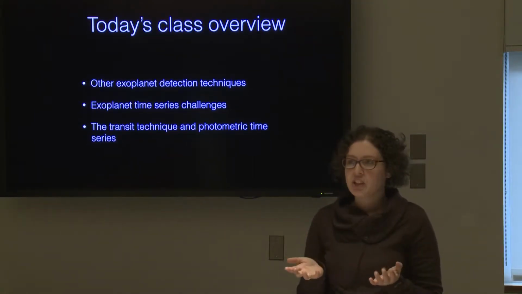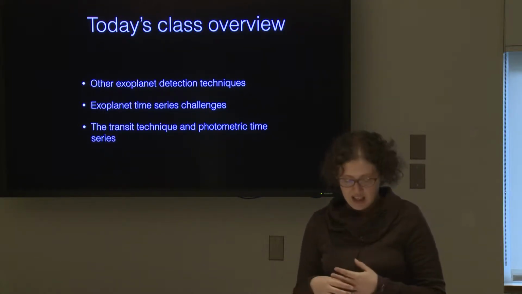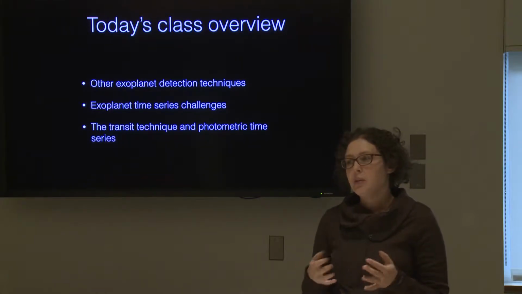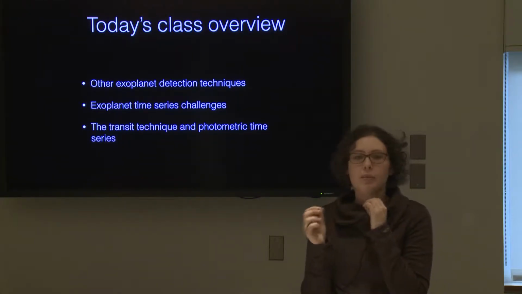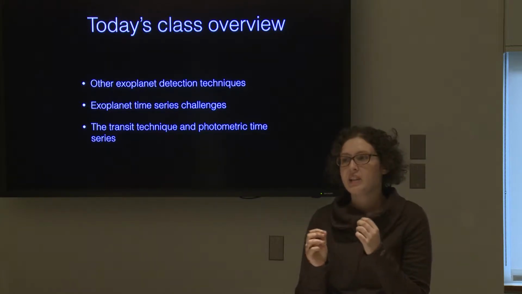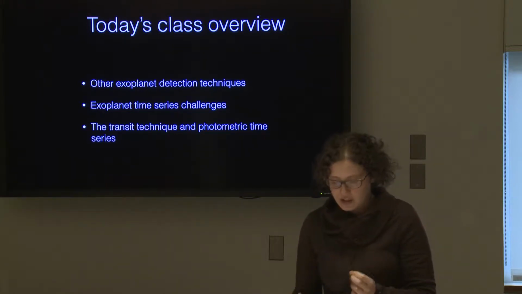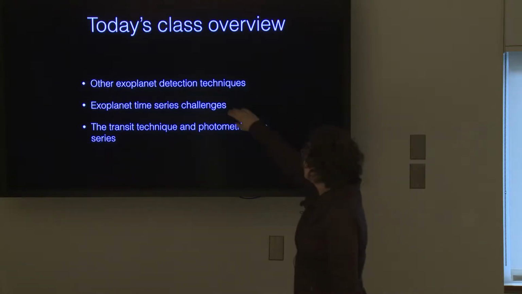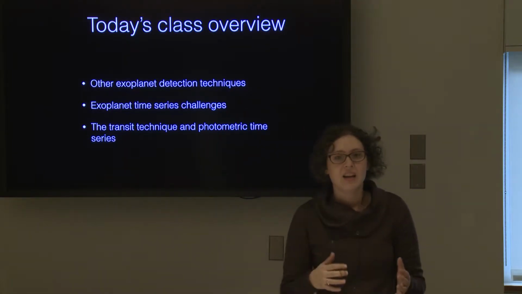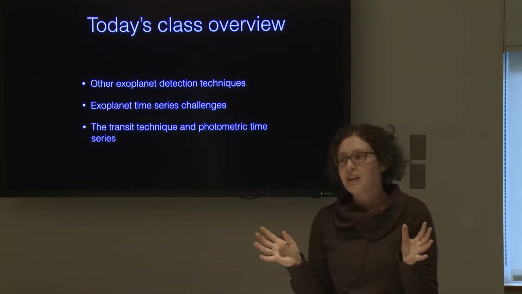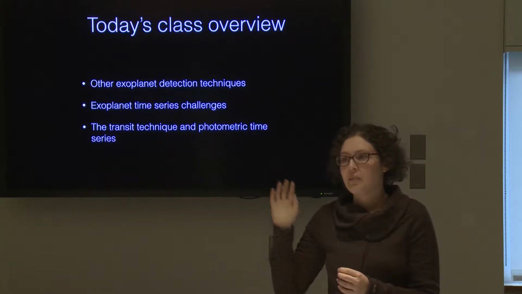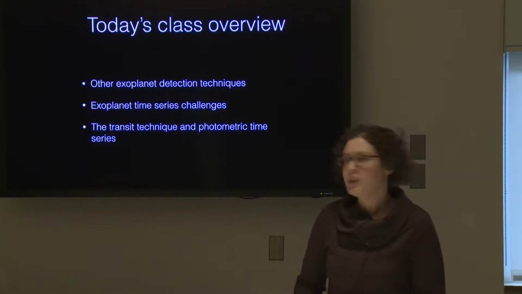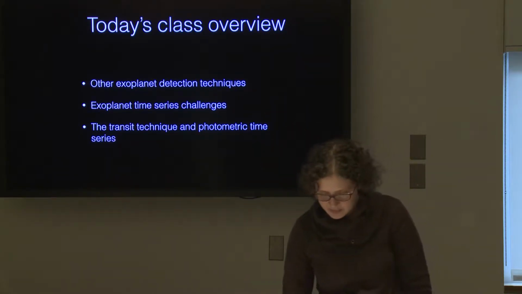Some of the challenges we face with exoplanet time series, and more about the transit technique and photometric time series and how we deal with issues that come up in that type of time series that are preventing us from getting the properties of the planets that we want. And we'll have a break about halfway through. So I'm thinking this will be about halfway through, but I want you to feel free to ask questions. So if we don't end up getting through all the things that I prepared, that's perfectly fine. And we'll just take a break at around 5:15-ish, even if we haven't quite gotten through all these things.